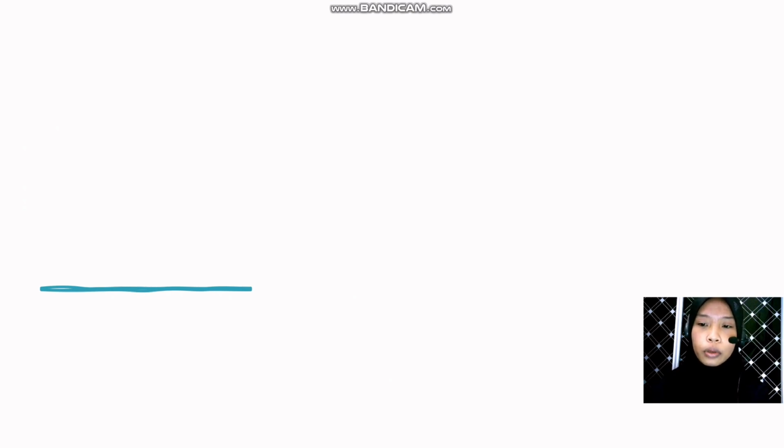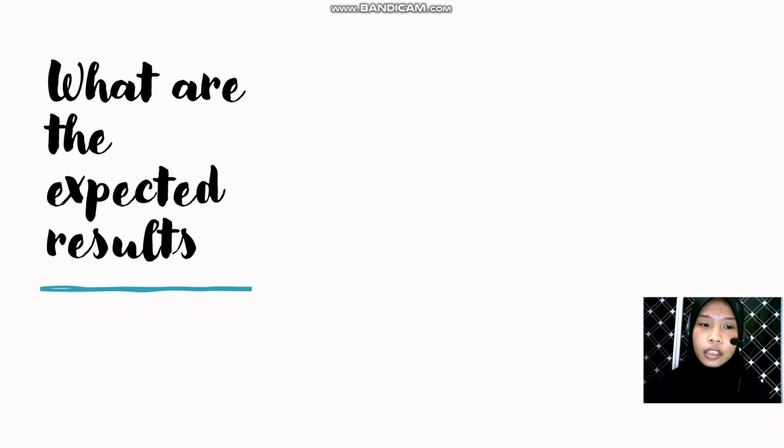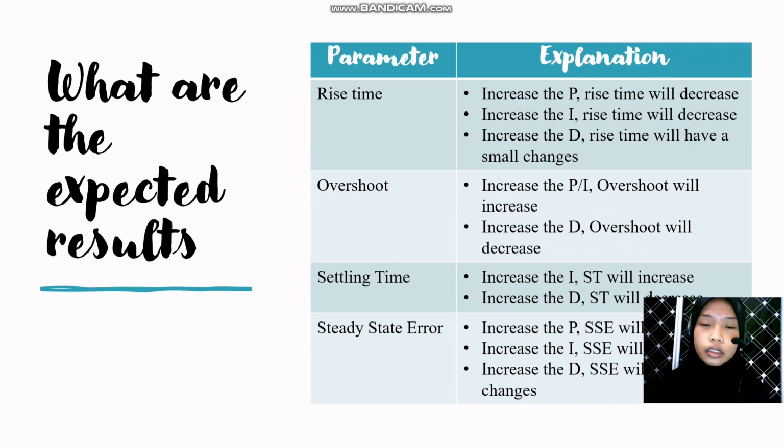For 1.4, what are the expected results? So I made the table. For the rise time, when we increase the proportional gain, the rise time will decrease. When we increase the integral gain, the rise time will decrease also. When we increase the derivative, the rise time will have small changes. And for the overshoot, when we increase the proportional or integral gain, the overshoot will increase. When we increase the derivative gain, the overshoot will decrease.